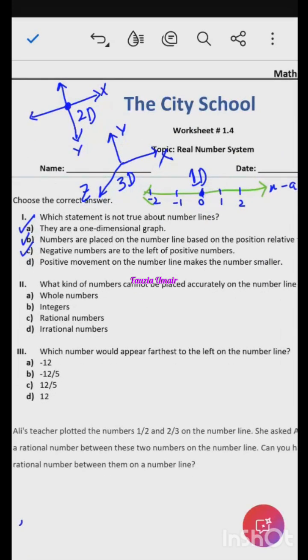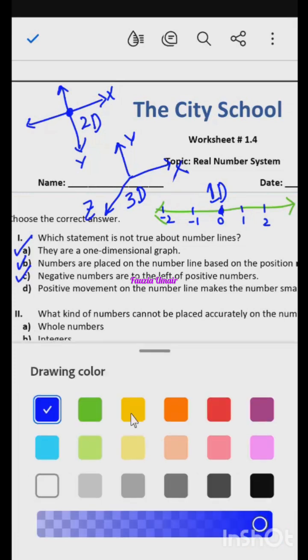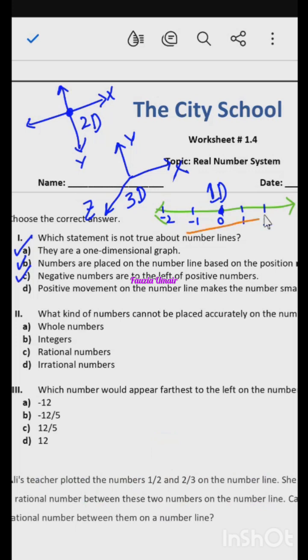Okay, so now the last point. The last point is: positive movement on the number line makes the numbers smaller. Positive movement means we are going from left to right. If I change the color to show you, positive movement means we are going towards the positive numbers, this side. So when we go to the positive side, are the numbers getting smaller? No, ma'am. They are getting bigger. So this is the answer. This is the statement which is wrong.